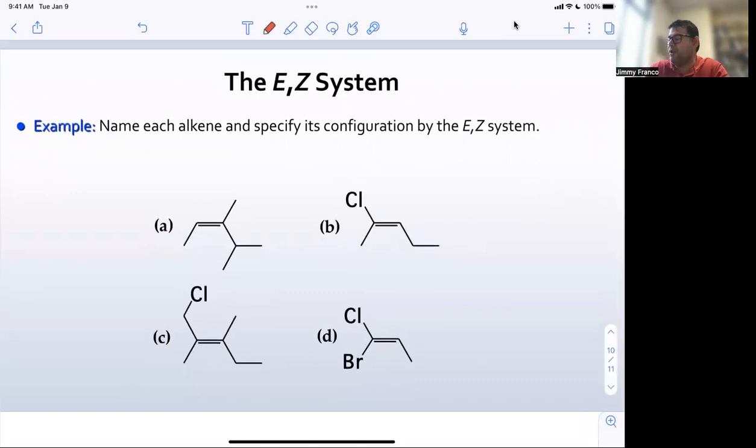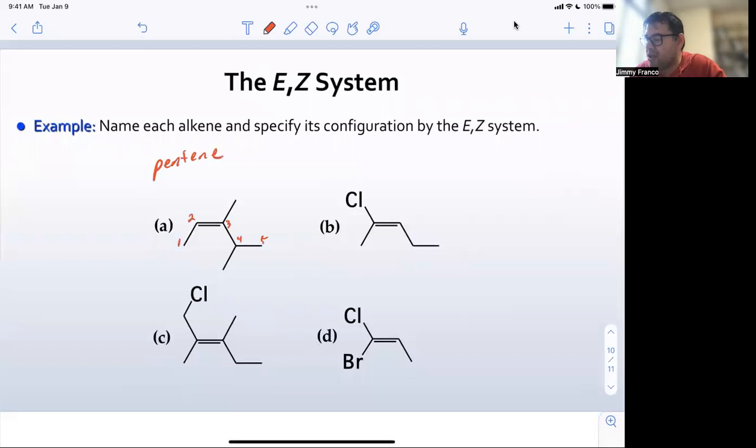If you remember, when we name something, we want to start numbering from the side that gets through the double bond the fastest. On this one, we'd start on the left, so it'd be 1, 2, 3, 4, 5. All right, so we have our 5 carbons, so that's going to be pentene.